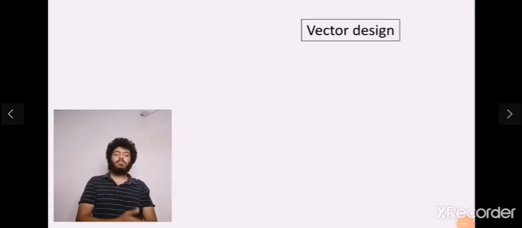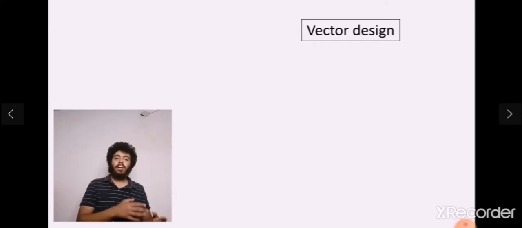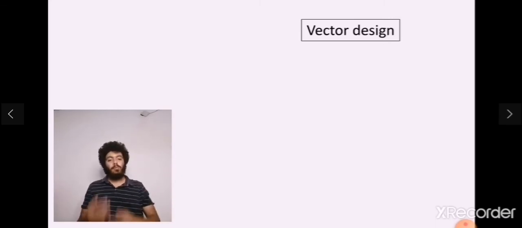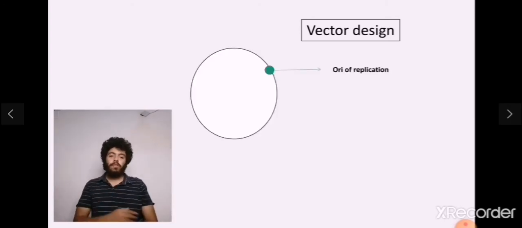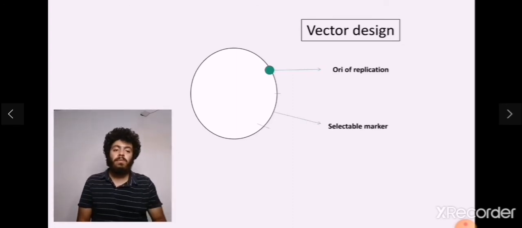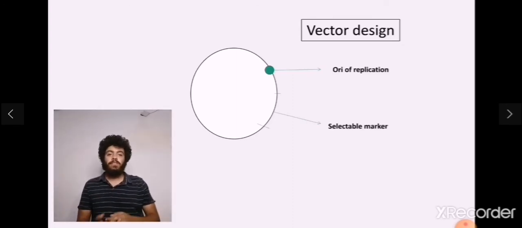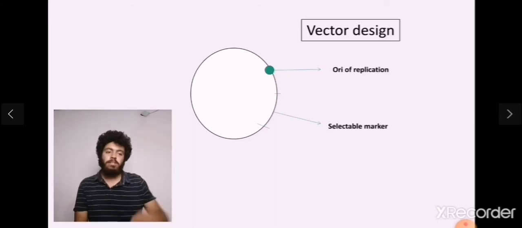Firstly, we will talk about vector design. For a program or an algorithm to design a good vector, it must take into consideration the four most important parameters. First, origin of replication. The origin of replication on the vector must fit with the host enzymes. Secondly, selectable marker. The vector must include a gene that can be selected for using external stresses that is not normally expressed in the host organism.